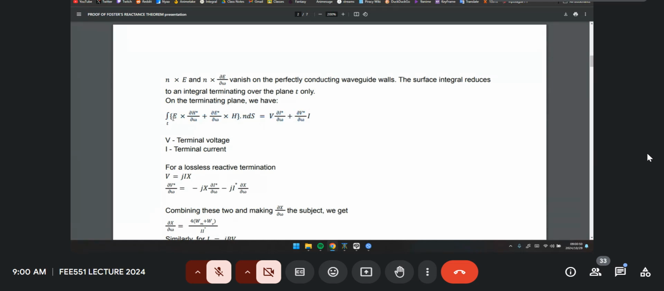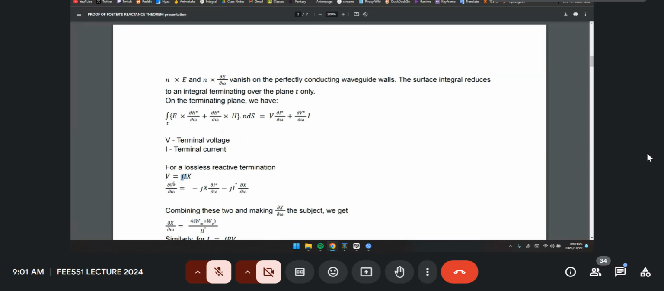We have this equation so that E cross the derivative of the conjugate of H plus the conjugate of E cross H, and ds is equal to V, the derivative of the conjugate of I plus the conjugate of I. This is where V is the terminal voltage and I is the terminal current. For lossless termination, we are considering the ones that don't have resistance, such that V is equal to jXI.